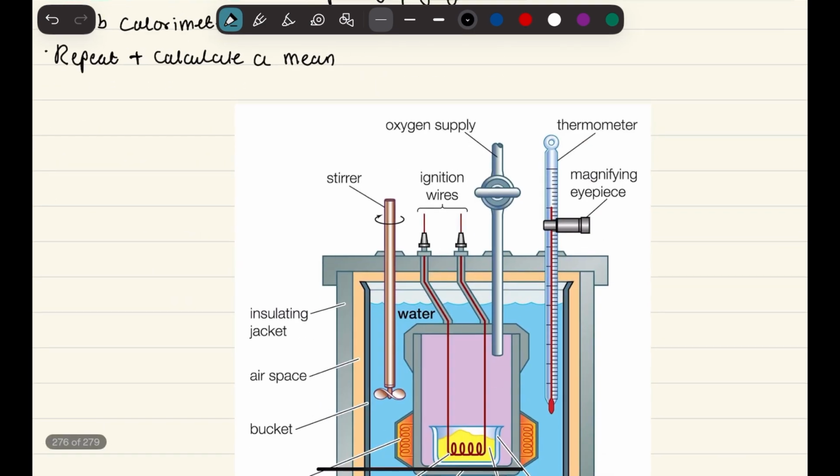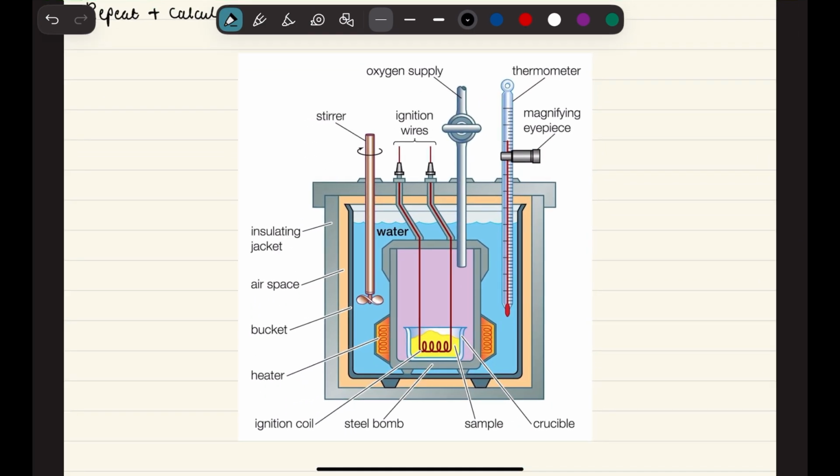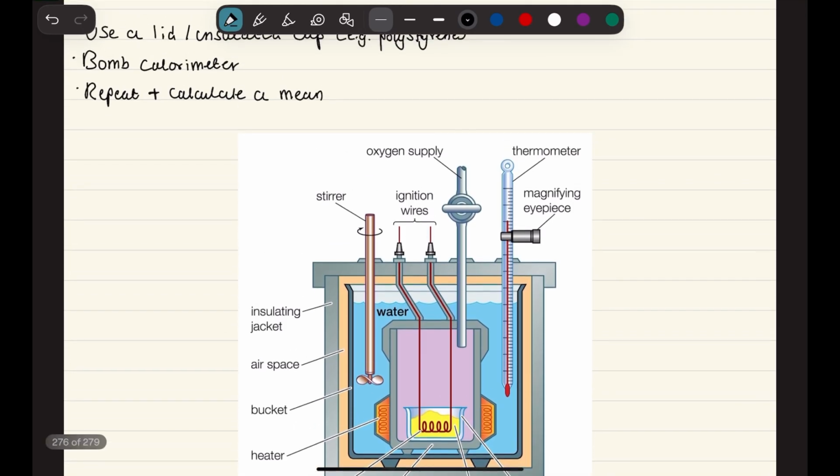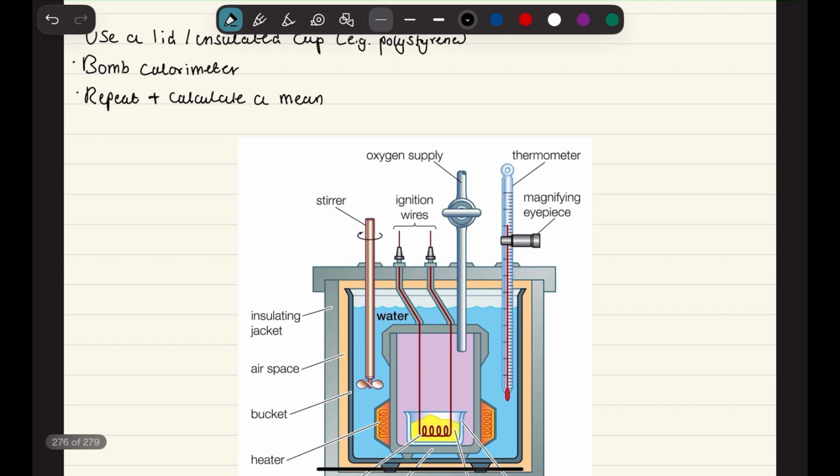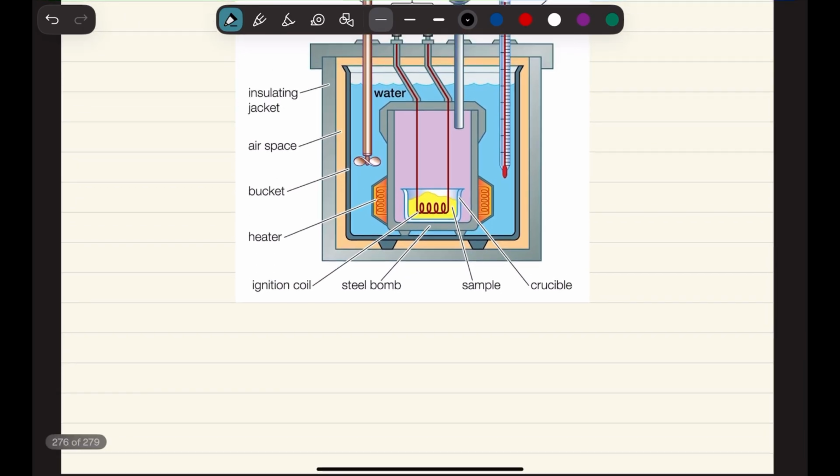And I've got one down here. So this is a bomb calorimeter. I wouldn't stress about learning the different parts of this. Just know that it's a bomb calorimeter. If they show you that in the exam, just be able to say it. And one that's always good for improving accuracy is repeating and calculating a mean. So those are some good reasons to know.